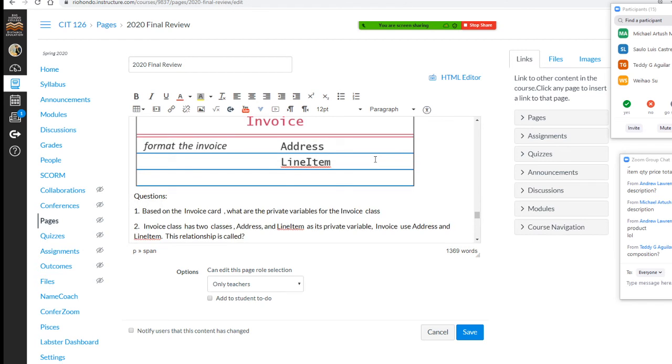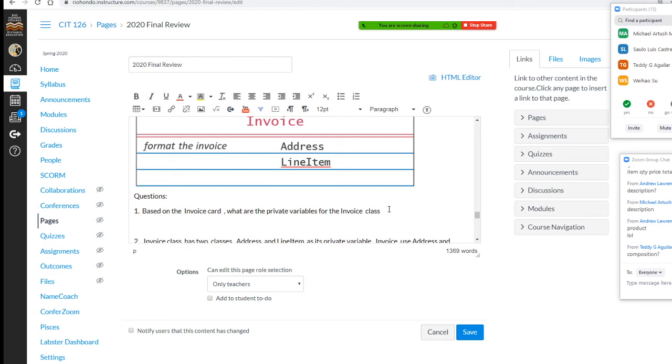Let's go to invoice right now. Based on the invoice card, what's a private variable here? What are two private variables here? Can you tell me? What are the two private variables here?